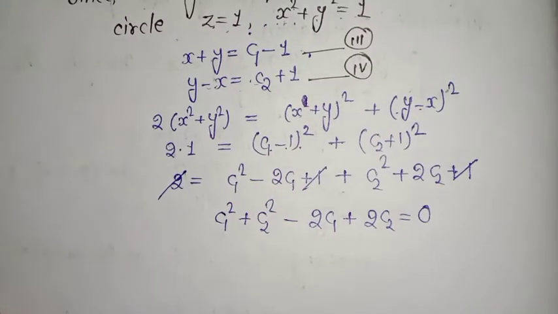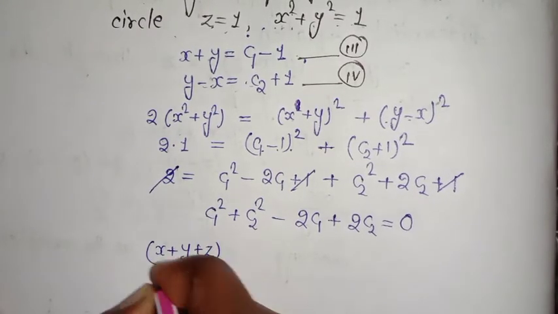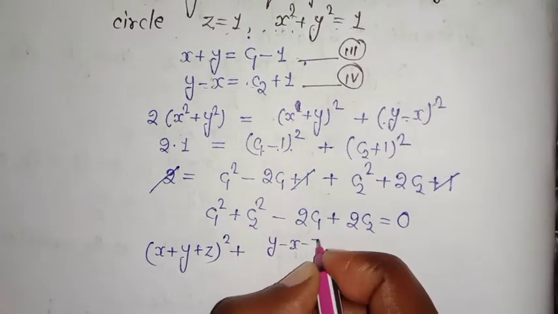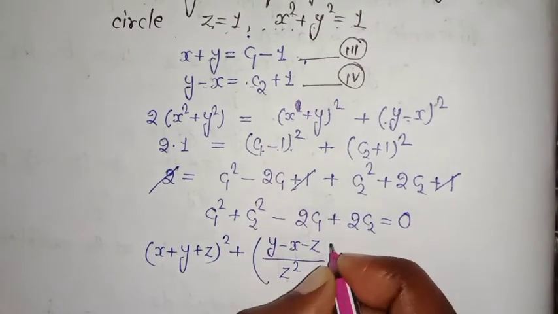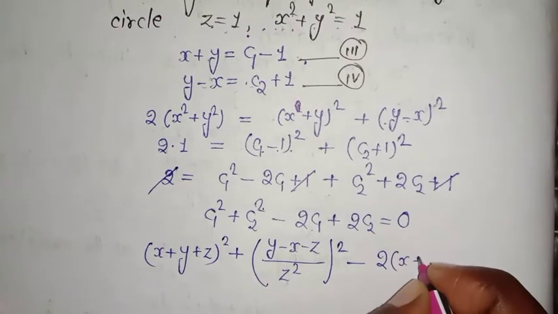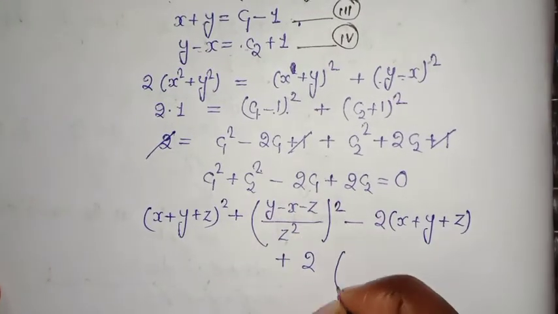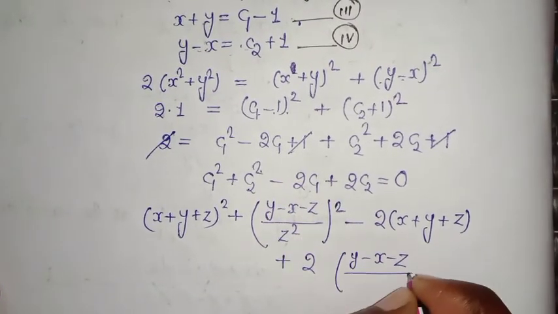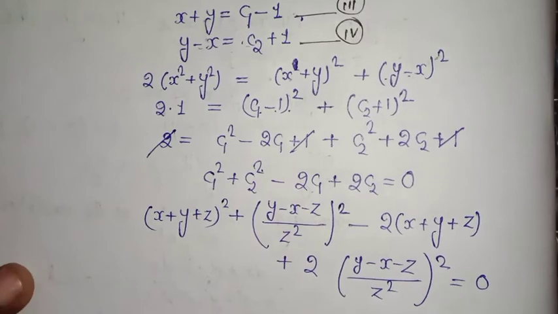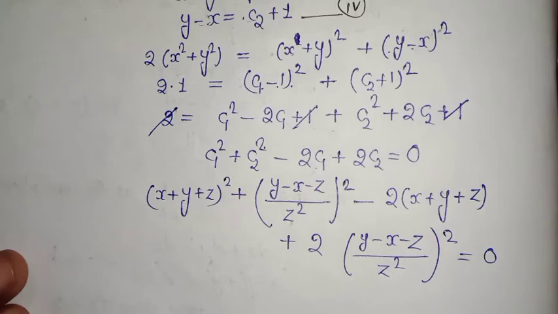So I am going to put that. c1 is x plus y plus z, raised to power 2, plus c2 is y minus x minus z by z square, its whole square, because c2 square, minus 2c1, c1 is again x plus y plus z, plus 2c2, c2 is y minus x minus z by z square, raised to power 2, is equal to 0. This is the required equation of the integral surface. We can simplify it, then we can get the exact solution.